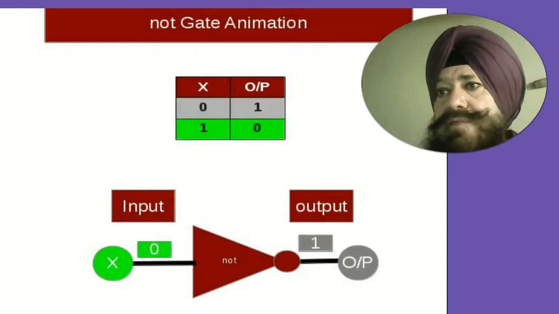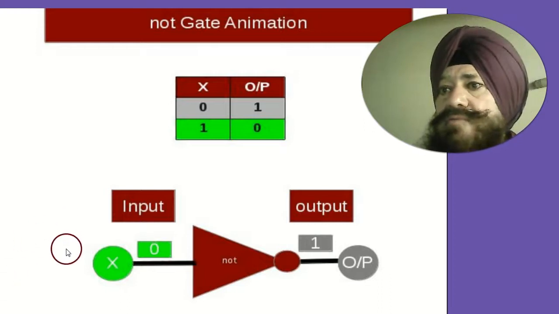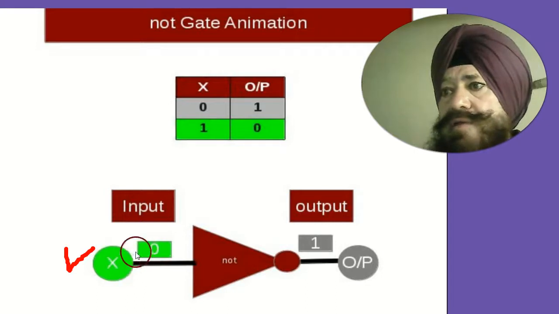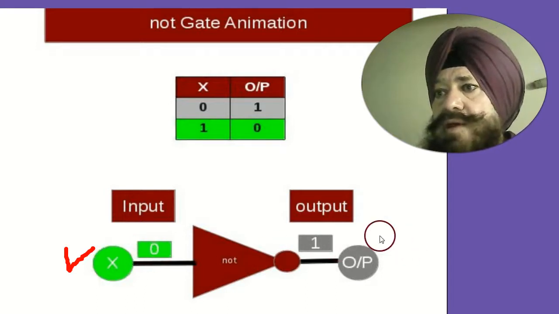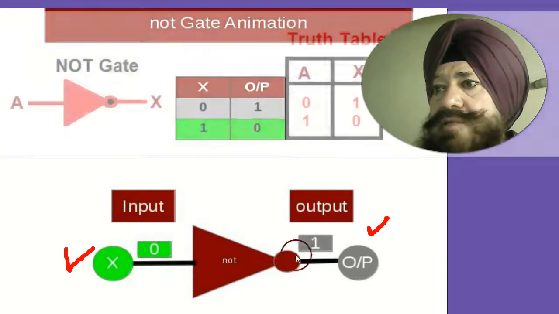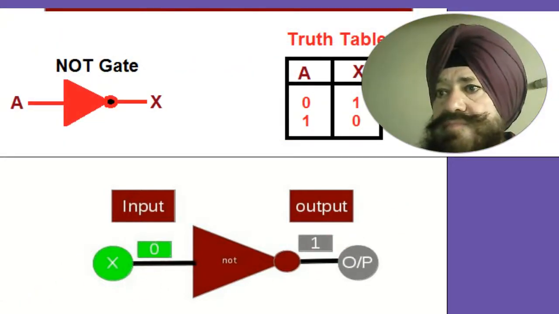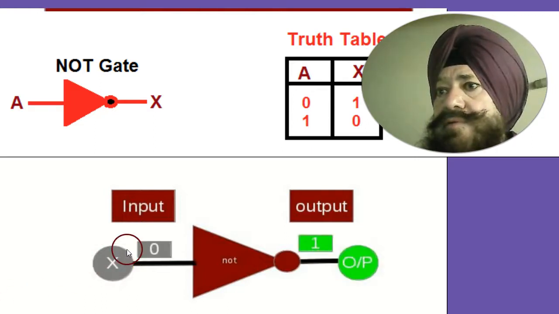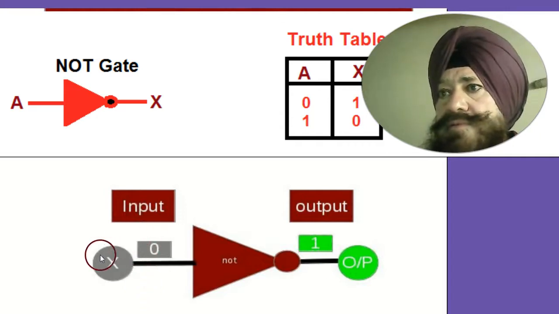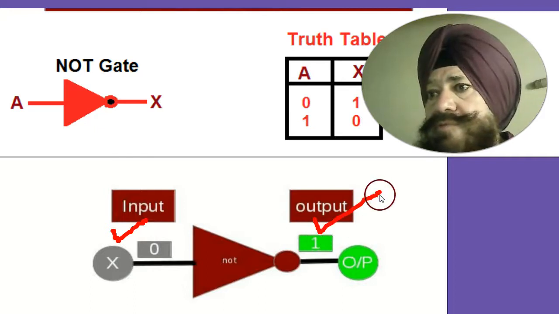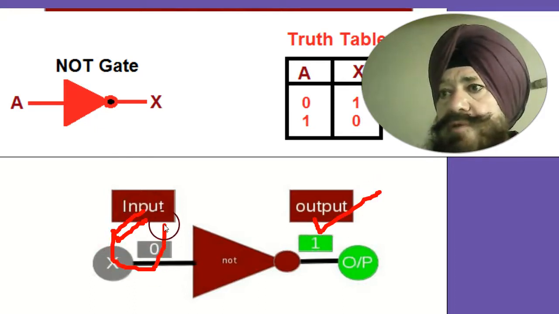Now here you notice that when the input is 0, the output is 1. Input is 0, output is 1. So when the input is 0, the output is 1, this state.